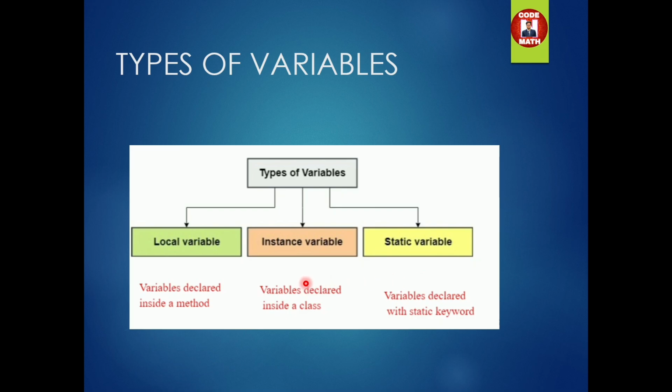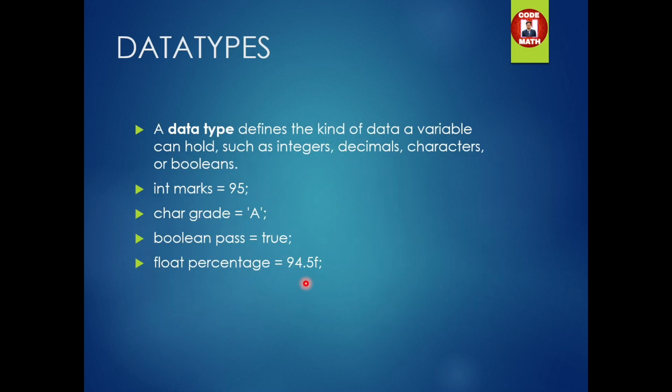So now let's move to the data types in Java. Okay, what is a data type? Data type defines the kind of data a variable can hold. Okay, like a whole number, integer, decimal number, characters, or even booleans like true or false. So these are the data types in Java. If we talk about int, then int is for integers, char is for single characters, boolean is for true or false, and float is for decimal numbers.